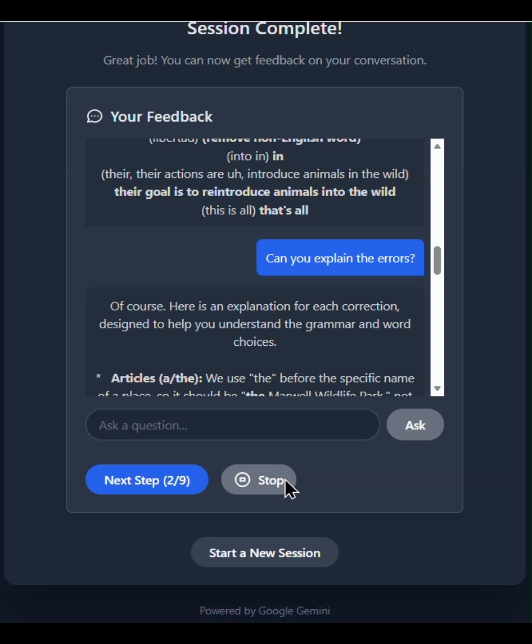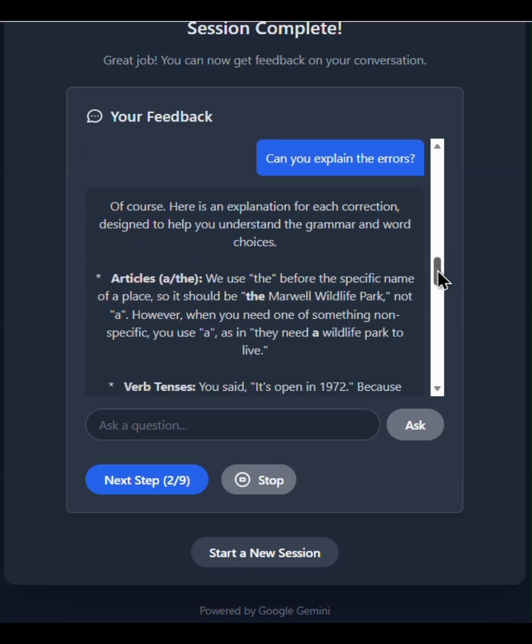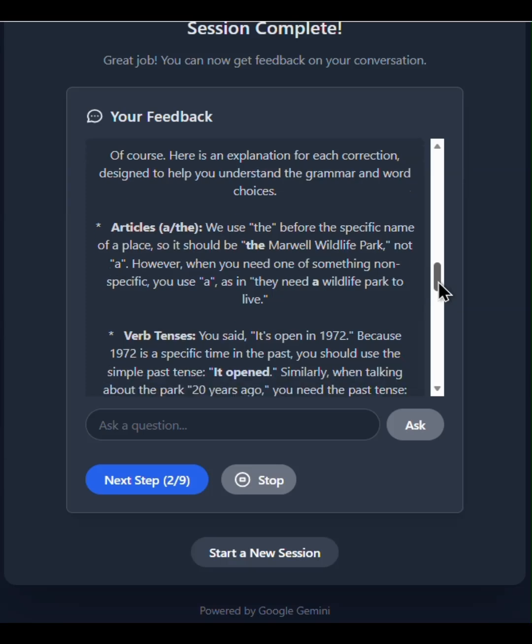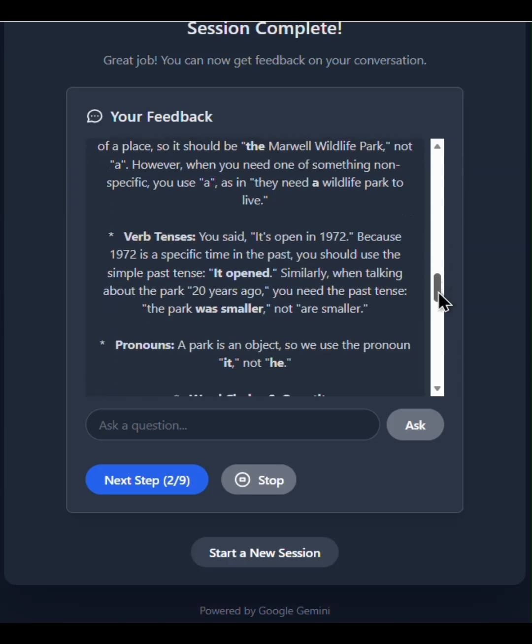Course. Here is an explanation for each correction, designed to help you understand the grammar and word choices. Articles, the. We use the before the specific name of a place, so it should be the Marwell Wildlife Park, not a. However, when you need one of something non-specific, you use a, as in they need a wildlife park to live.